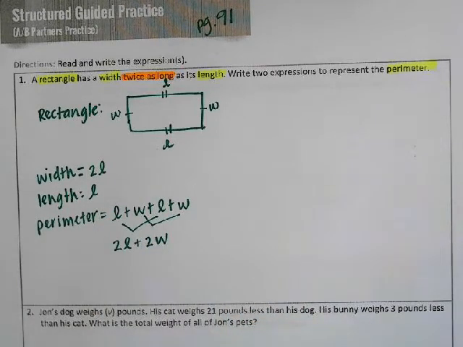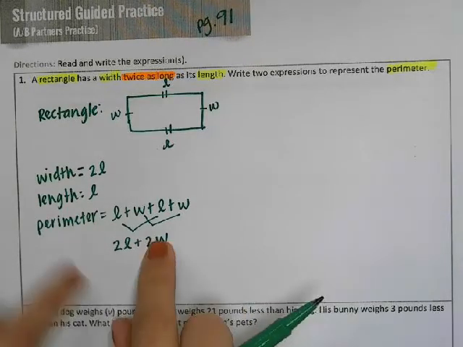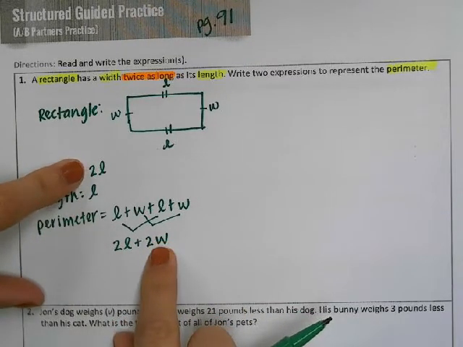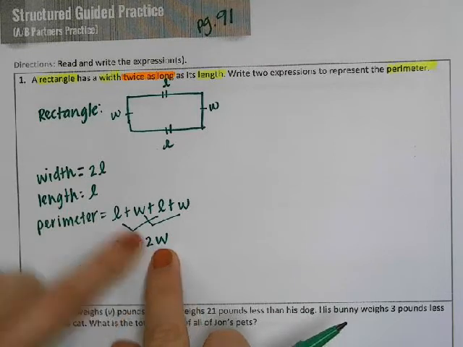Now I want to substitute. I know W is 2L. So where I see a W, I'm going to put 2L.